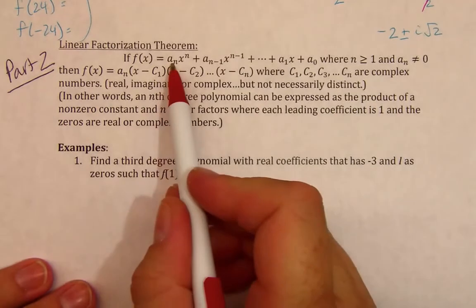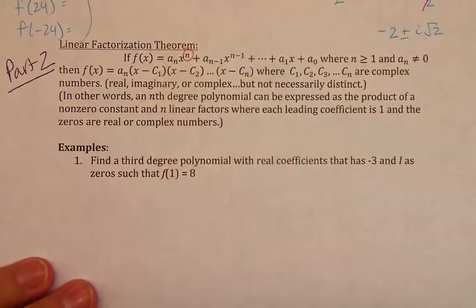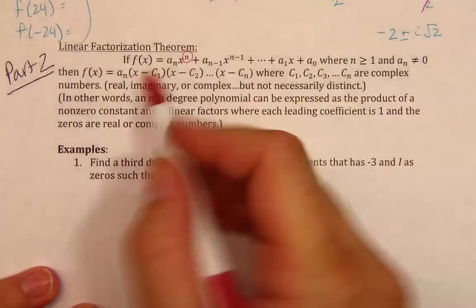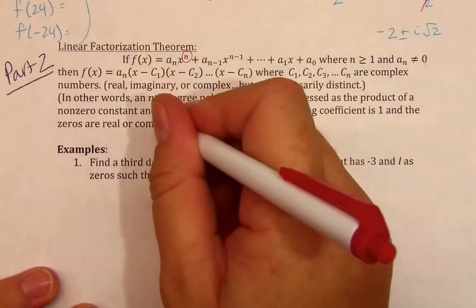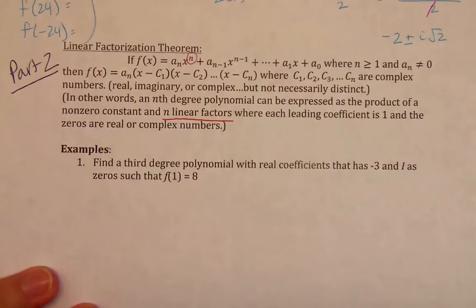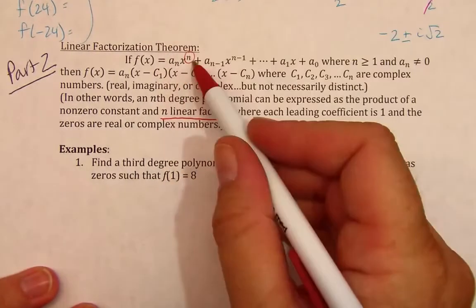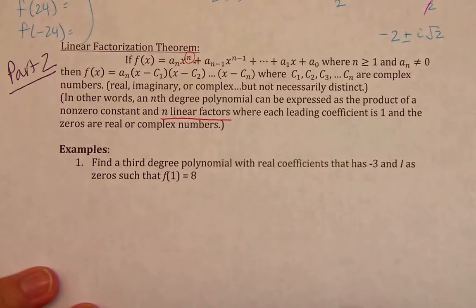If I have some polynomial, and we'll say it's to the nth degree, so we could say to the 5th degree. And what the linear factorization theorem tells us is that means we're going to have n linear factors, which means that if I have a 5th degree polynomial, I'll have 5 factors. That's not all the theorem is saying.